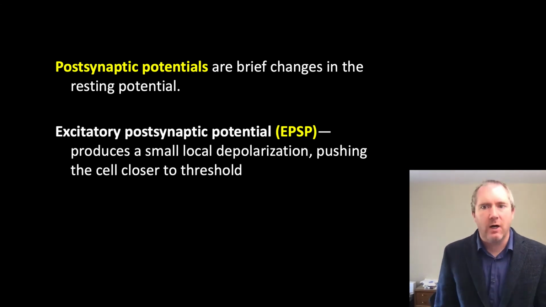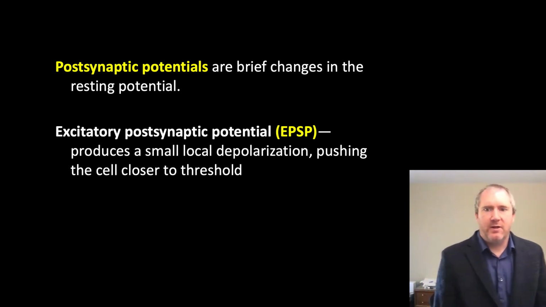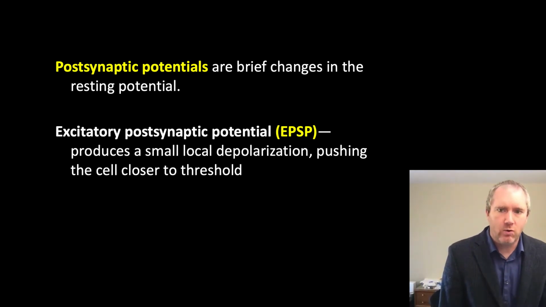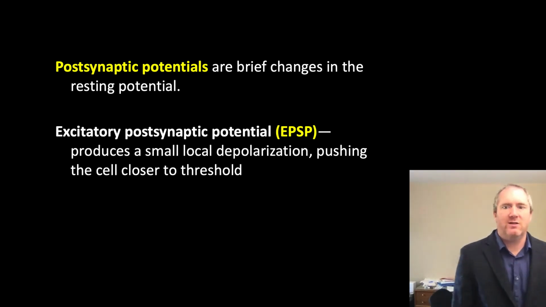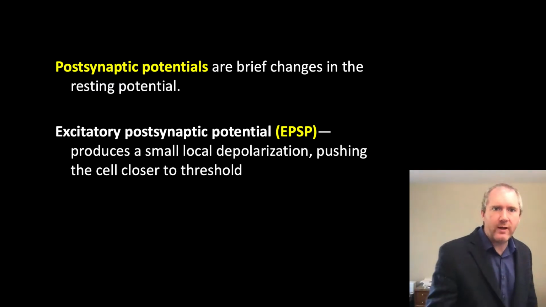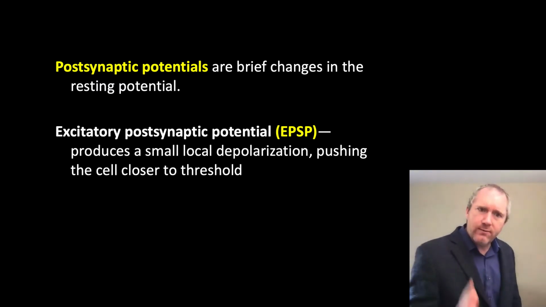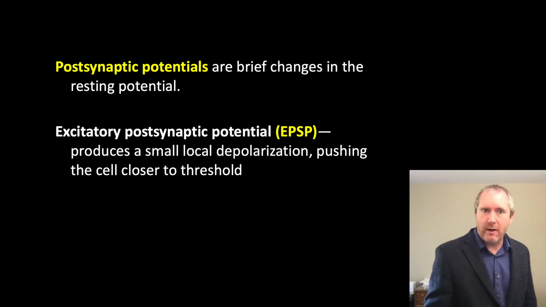Postsynaptic potentials are brief changes in resting membrane potential. An excitatory postsynaptic potential would produce a small local depolarization, pushing the cell closer to threshold. You can recall from 2220 that you must reach a level of threshold, and every neuron is different, like the -45 or whatever number you got in intro. This is going to vary a little bit from neural population to neural population.